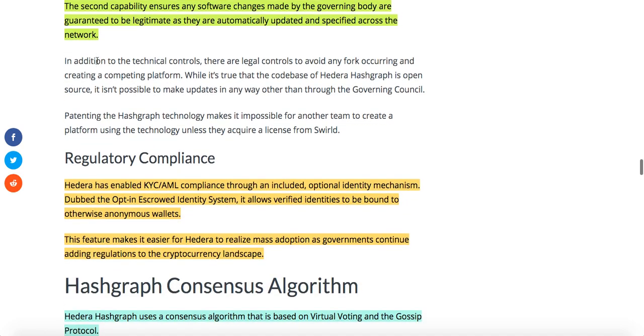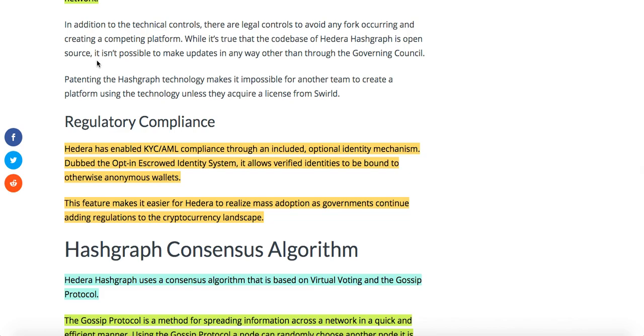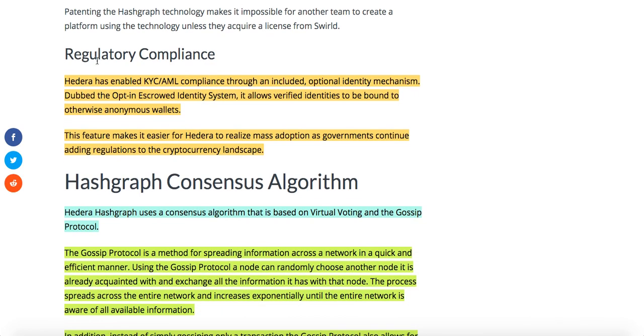And lastly, regulatory compliance. Hedera has enabled KYC/AML compliance through an included optional identity mechanism. Dubbed the opt-in escrowed identity system, it allows verified identities to be bound to otherwise anonymous wallets. This feature makes it easier for Hedera to realize mass adoption as governments continue adding regulation to the cryptocurrency landscape.